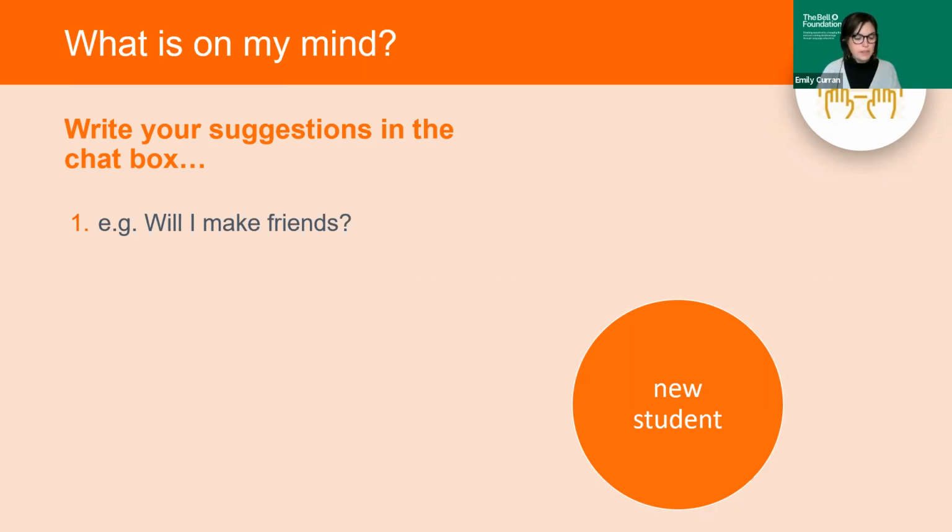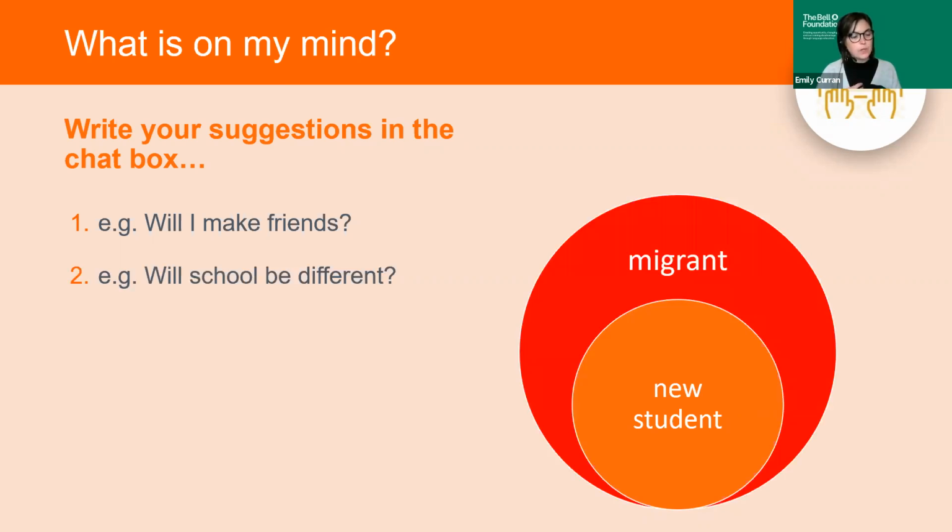Thank you. And then we're going to think about if you were a migrant child coming to the UK, again, not necessarily a refugee at this point, just a child coming to a UK school, what additional worries might you have? So for example, they might be thinking, will school be different? So if I could just ask you to pop those ideas in the chat box as well.